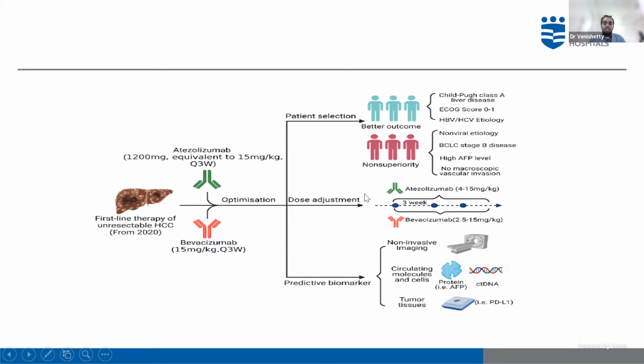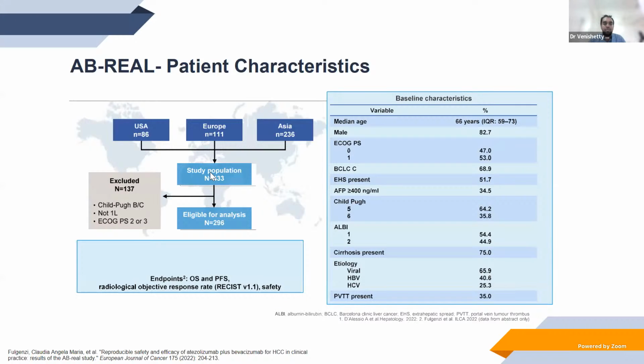Further, what does the real-world data say? This includes patients from the USA, Europe, and Asia, almost 433 patients, of whom 296 were included in the analysis. But here also you can see that ECOG performance 2 and 3 are excluded, and Child-Pugh B and C are both excluded. Also, if it is not first line, that has been excluded.